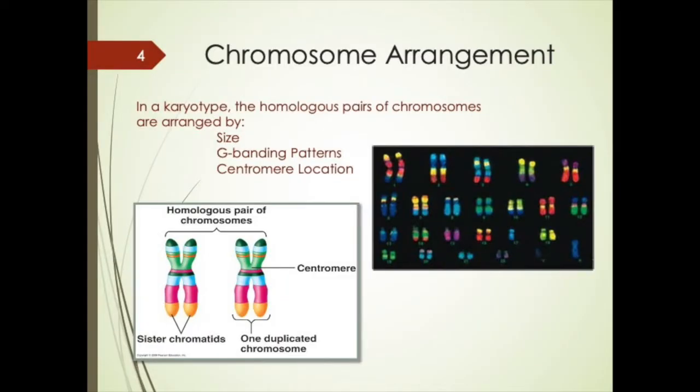We have chromosomal arrangement. In a karyotype, homologous pairs of chromosomes are arranged by size, what's called G-band patterns, and then their centromere location. So those G-band patterns are just there to indicate the genes, right? Where the genes are, and then where their alleles are located per gene.